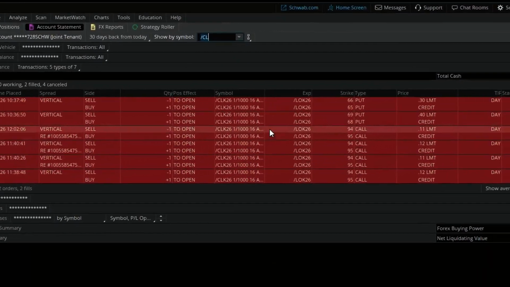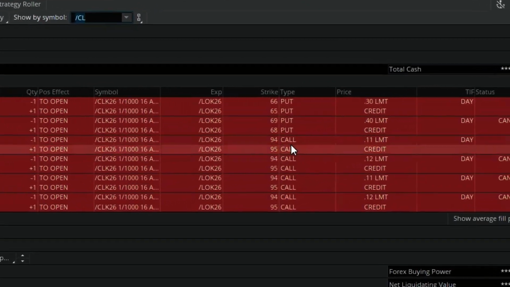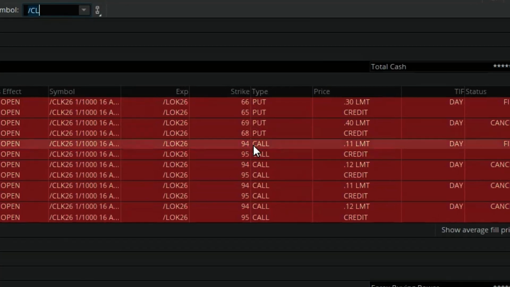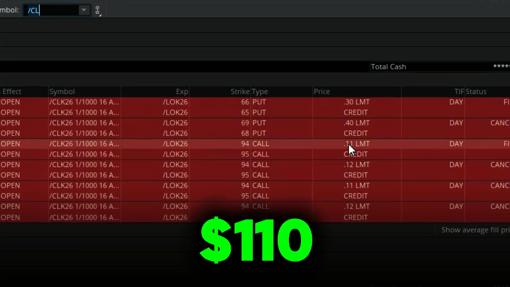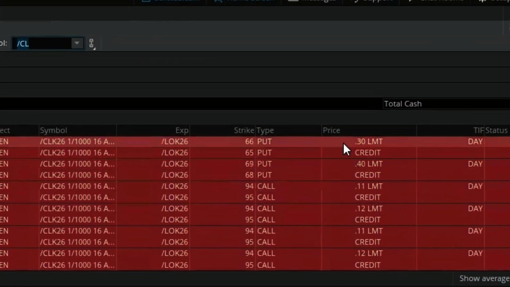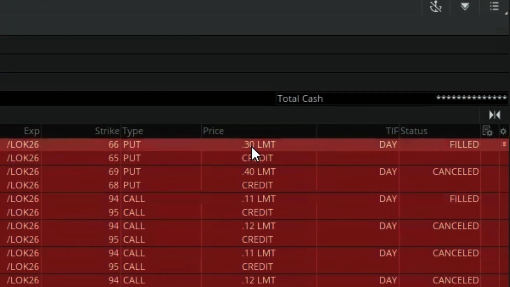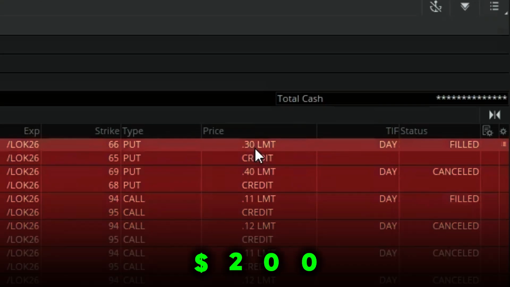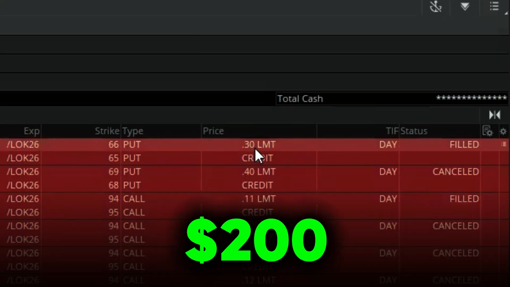So I filled the call side. You can see this here. I filled the call side at 94.95, at 11 ticks. Each tick is $10. So we collected $110 on the call side. But look at how much I collected on the put side when I sold at the 17 delta mark or the 20 delta mark on the day on 3-5. We sold for 30 ticks. So that's $200 on the put side, because the premiums were so much juicier.